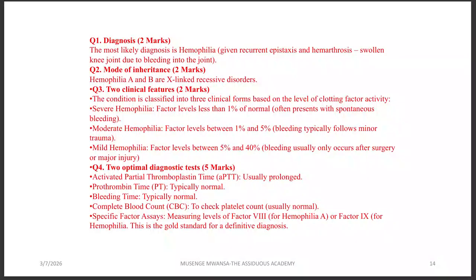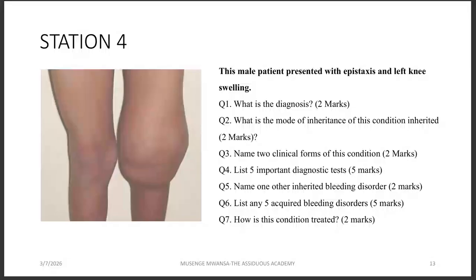APTT, PT, bleeding time also, where PT and bleeding time is usually normal. Okay, CBC, complete blood count, just to look at the platelets, the white blood cells, and the red blood cells to find what's really wrong here and which cell lines are decreasing. And also important is the factor assay, especially factor 8 and 9. You can also do 11, but 8 and 9 are the commonest. Okay.